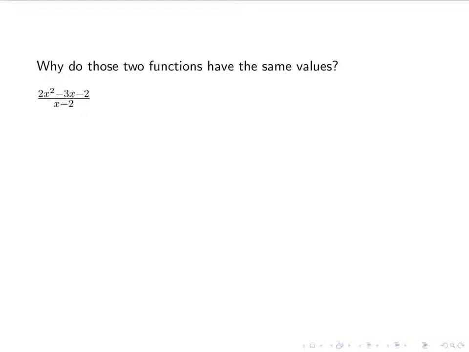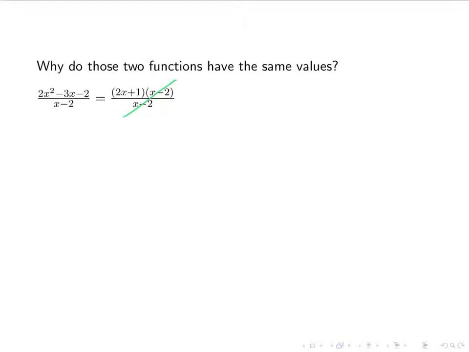And that is because of the following. If I look at 2x squared minus 3x minus 2 over x minus 2, and I think back to what I had to do in Tech 1, I would have had to factor this and see if I could simplify it. So I'm going to factor the top. And the top factors into 2x plus 1 times x minus 2. And then again in Tech 1 we said, well, these two things cancel, and I'm left with 2x plus 1.